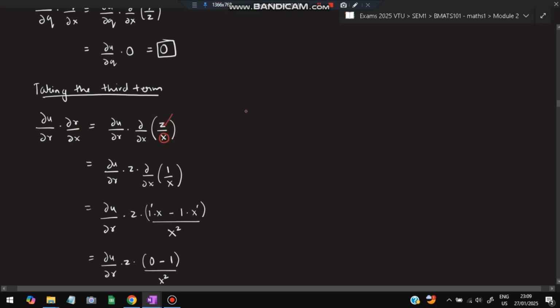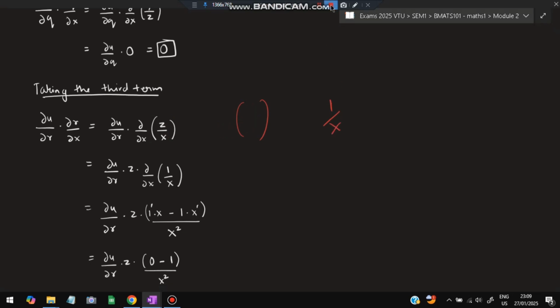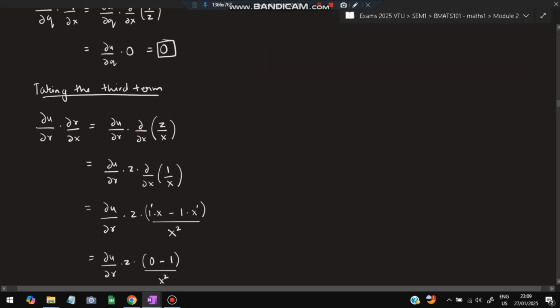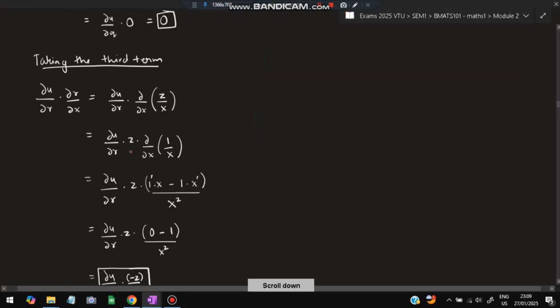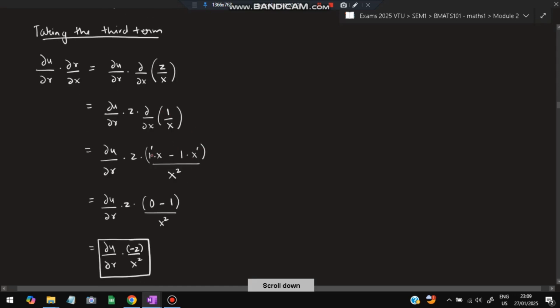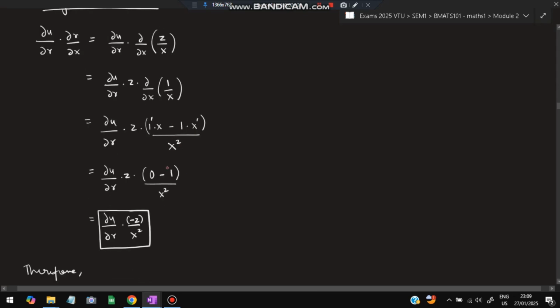If a constant is there, like d by dx of 2 by x, what we will be doing is take 2 outside and differentiate 1 by x, right? The same thing we'll do here also. We'll take the z outside and differentiate this one. Normal differentiation: u dash v minus u v dash divided by x square. When we simplify this one, we'll get this answer here. Just keep it as such.